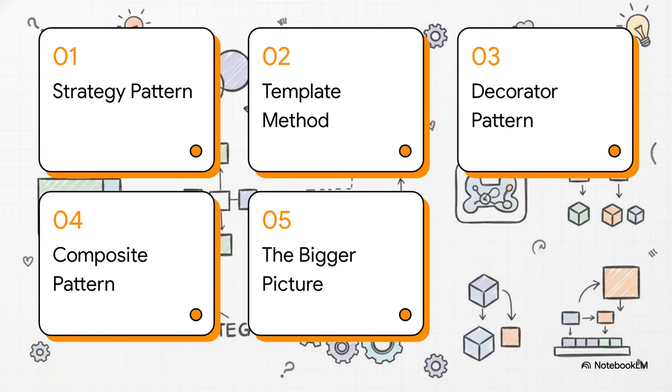All right, here's what we're going to tackle. We're going to break down 4 really powerful patterns. We'll start with the strategy pattern for swapping out algorithms on the fly. Then, the template method, which is a really clever way to handle algorithms that are almost the same. After that, we'll hit the decorator pattern for adding new features without making a huge mess. And we'll wrap it up with the composite pattern, which is amazing for taming complex tree-like structures.